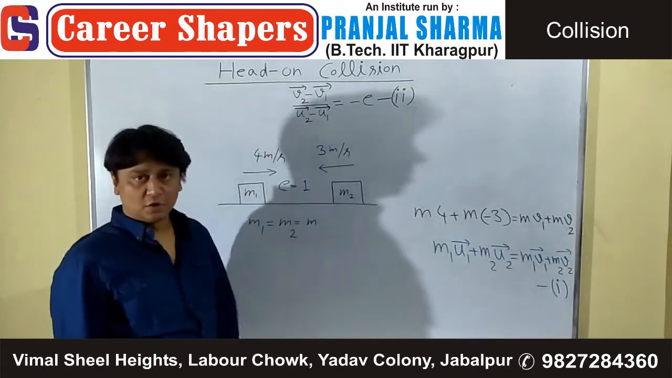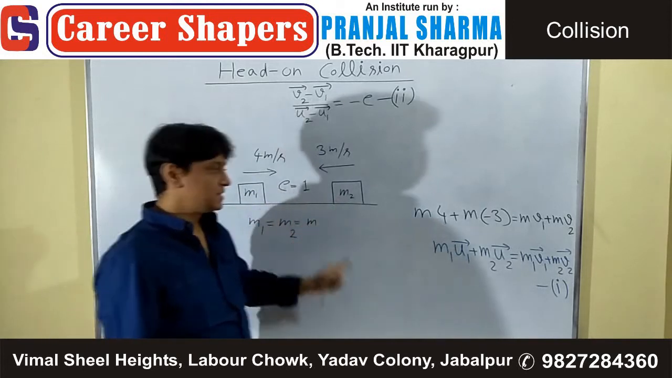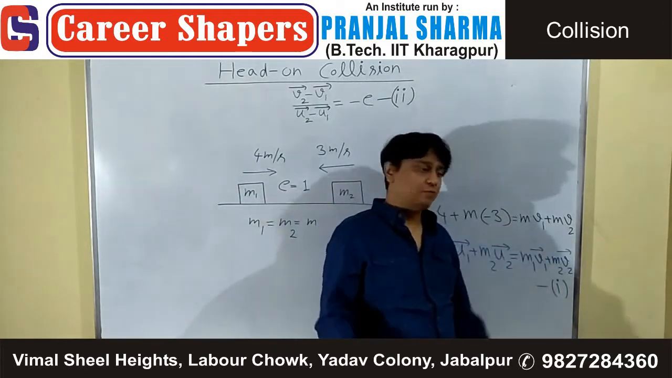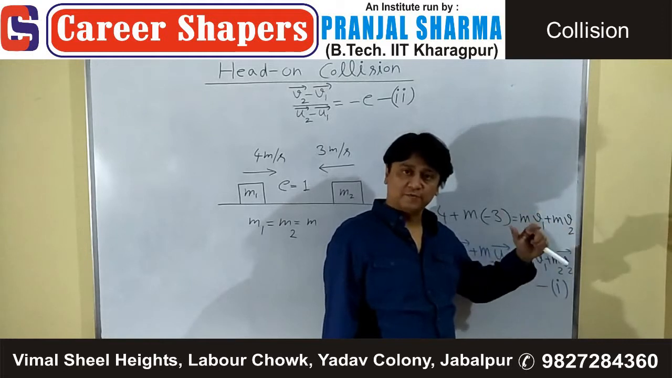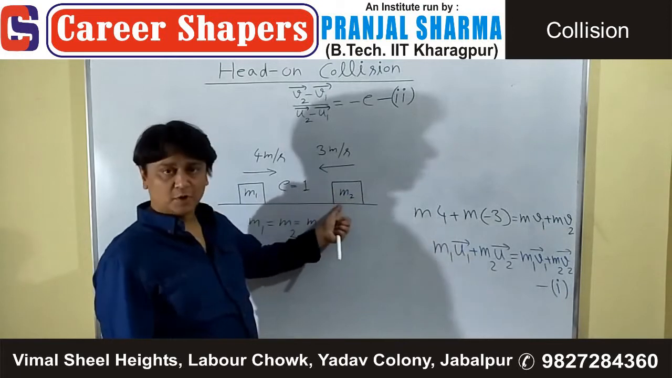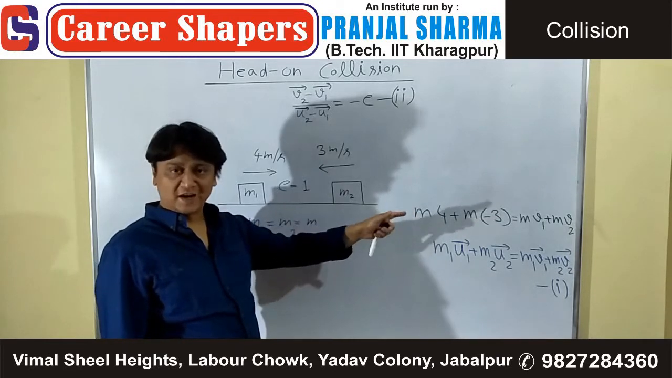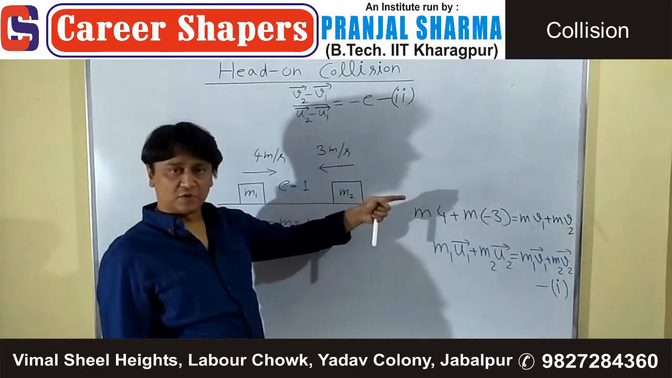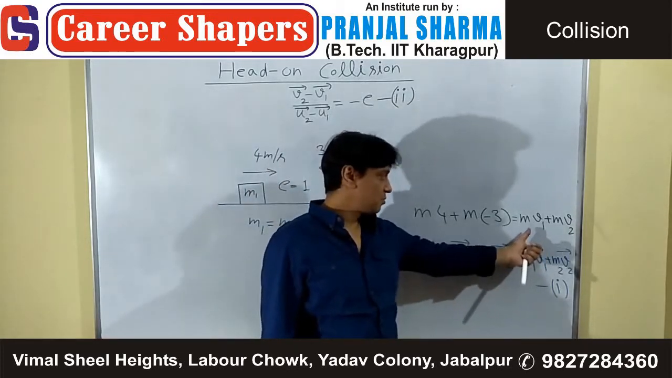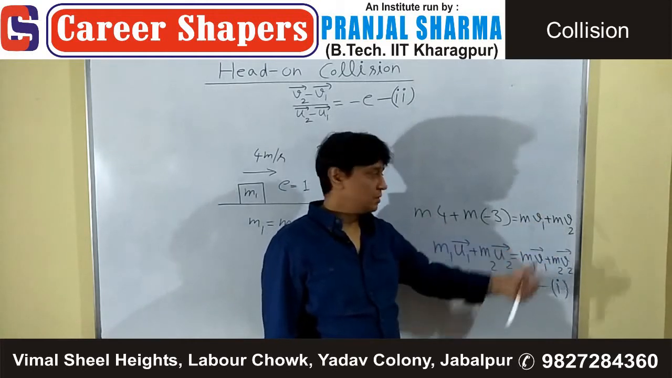Now V1 and V2 are unknown. We have no idea where this M2 is going. Unknown things are used without any sign, and therefore we are simply writing V1 and V2. When you calculate the whole thing, if V1 comes positive, that means it's moving in this direction. If V2 comes positive, that means it's moving in this direction. If V1 and V2 come negative, that means they're not moving in this direction. Instead, they're moving in the opposite direction. This gives you equation number 1: M1U1 plus M2U2 equals M1V1 plus M2V2.